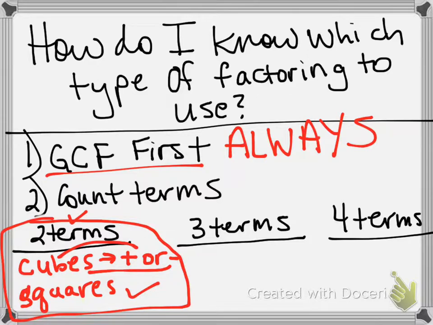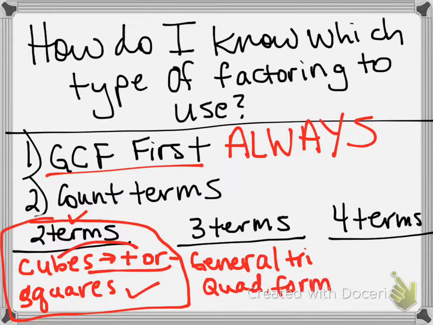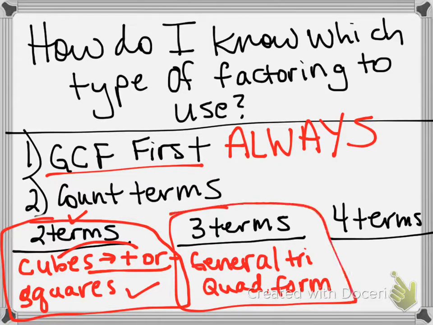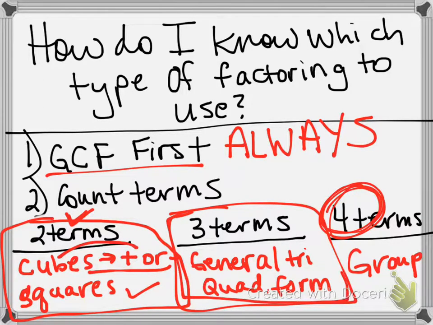If you have three terms, it has to be either a general trinomial, or it has to be in quadratic form. And either way, you look to see what multiplies to give me the end number and adds to give me the middle. So that's what you do for three terms. If you have four terms, it's going to be grouping. It only happens if you have four terms. So two terms will be one of these things, cubes or squares. Three terms is either going to be a general trinomial or quadratic form, and four terms is going to be grouping no matter what.